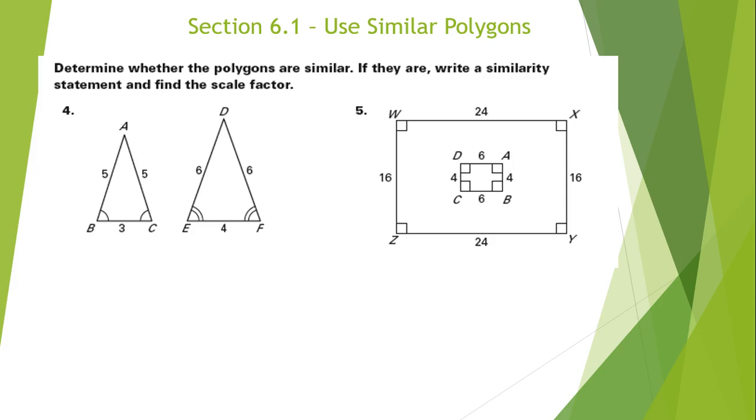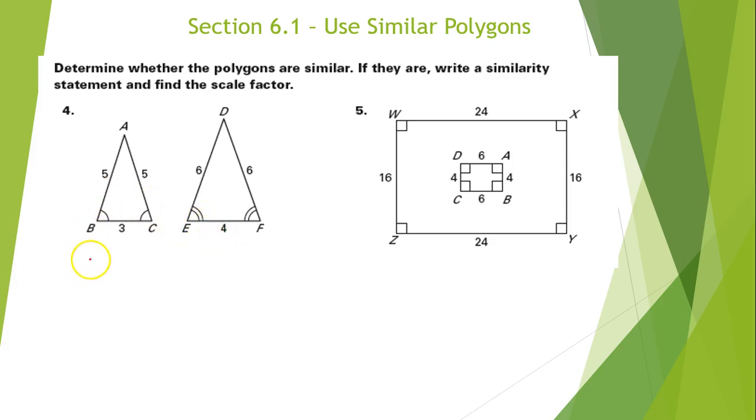In the first one, it says determine whether the polygons are similar. Well, to determine if the polygons are similar, remember, we have to know that all corresponding angles are congruent, and then all their corresponding sides are proportional. Let's look at this. We really can't determine much of anything from these angles. We just know B and C are congruent to each other, and then E and F are congruent to each other. So let's go to the side lengths.